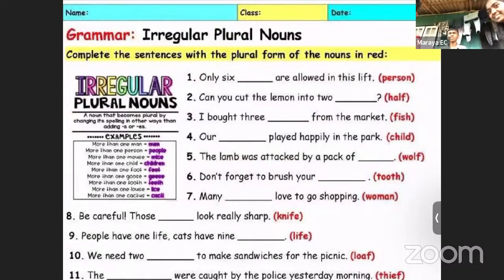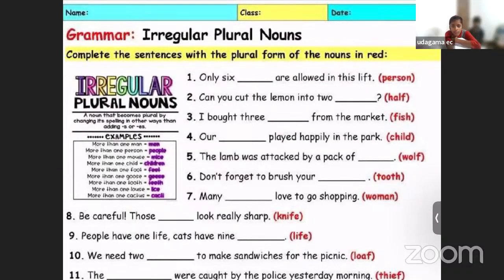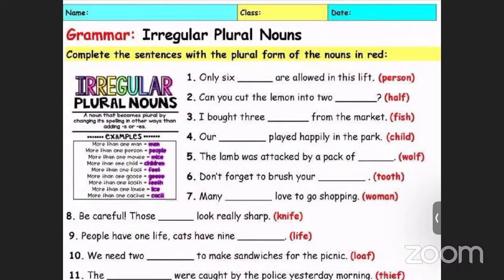Okay, Udagama. Okay, Mariah, can you answer? Can you cut the lemon into 2 halves? Very good. Thank you. Halves, we take the F out and we put VES. Remember, children? So it's interesting how some of these things are coming about.